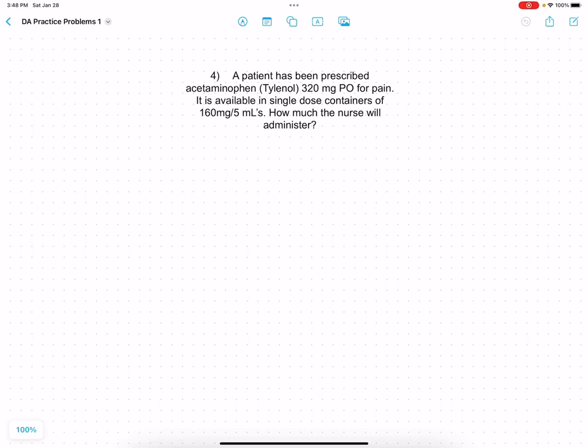All right, question 4. A patient has been prescribed acetaminophen, Tylenol, 320 milligrams PO for pain. It is available in single-dose containers of 160 milligrams per 5 milliliters. How much will the nurse administer?